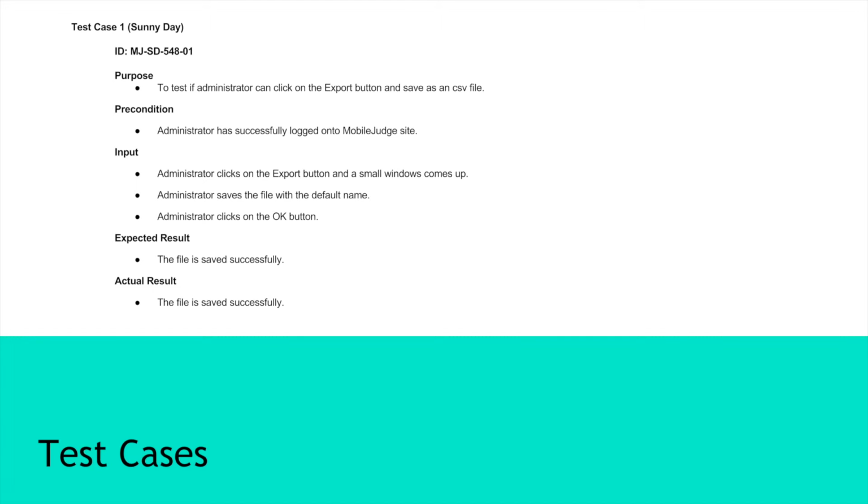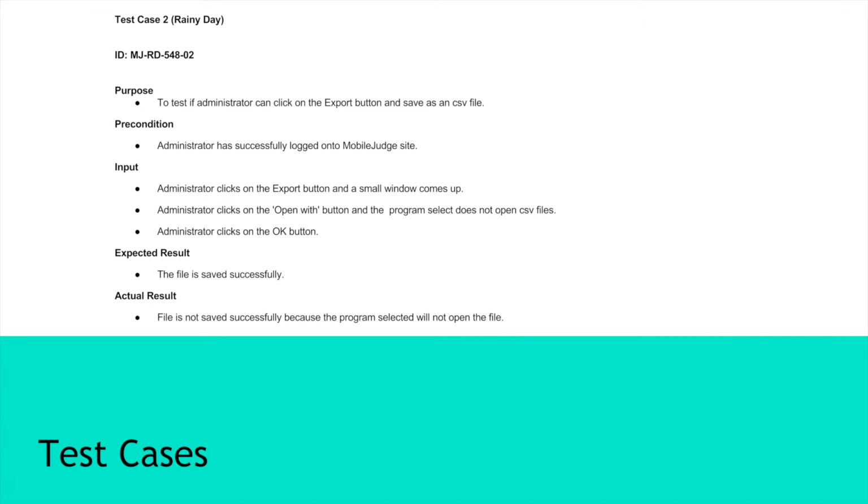The administrator has successfully logged into the system. The administrator then clicks on the export button, and a small window comes up. The administrator then saves the file with its default name, and then clicks OK. The expected result is the file saved successfully. The actual result: the file is saved successfully.